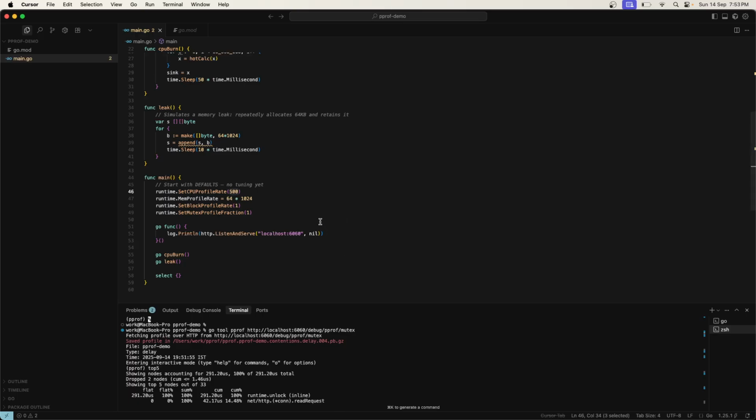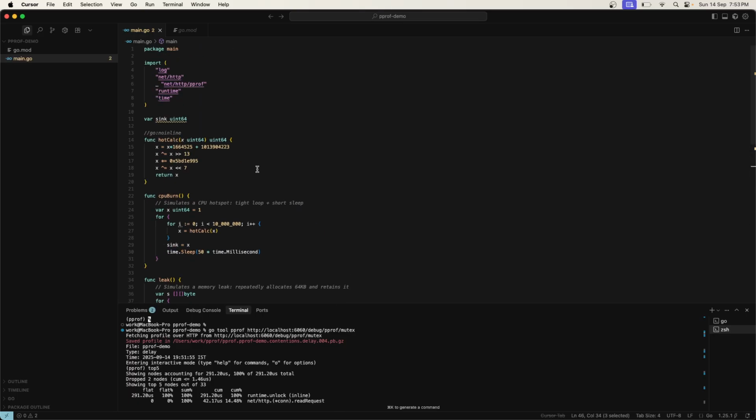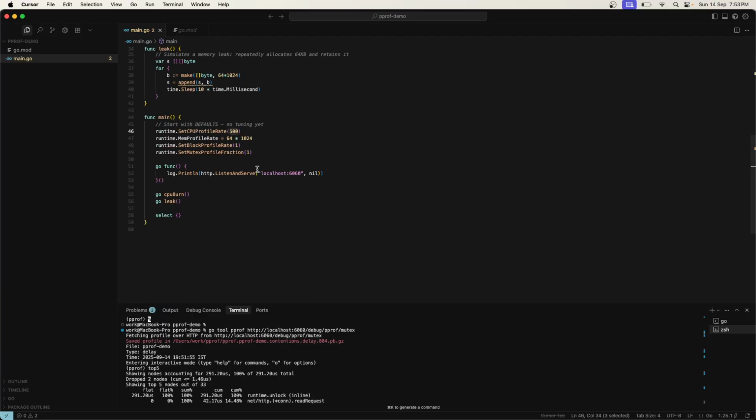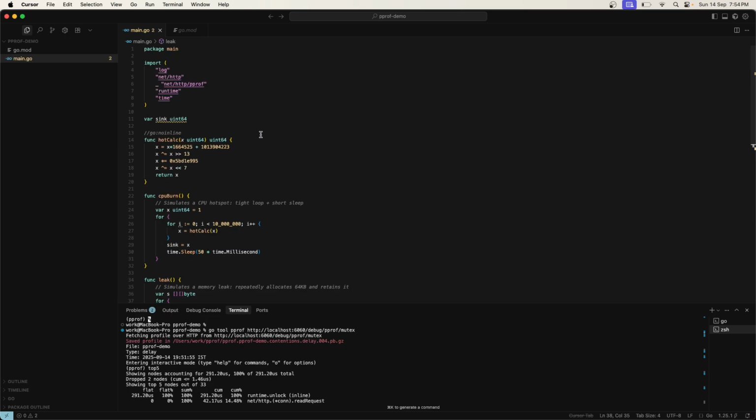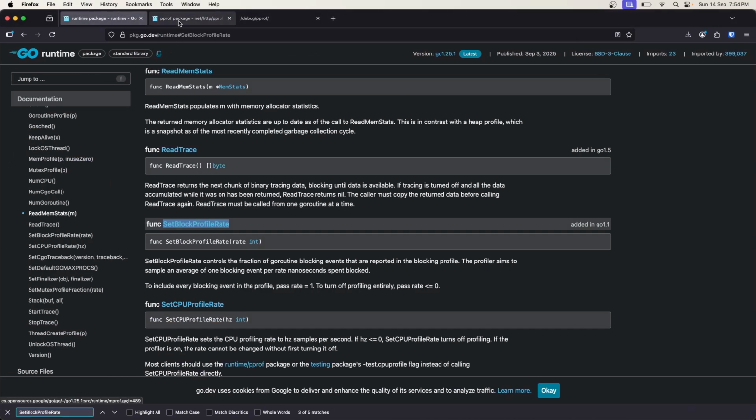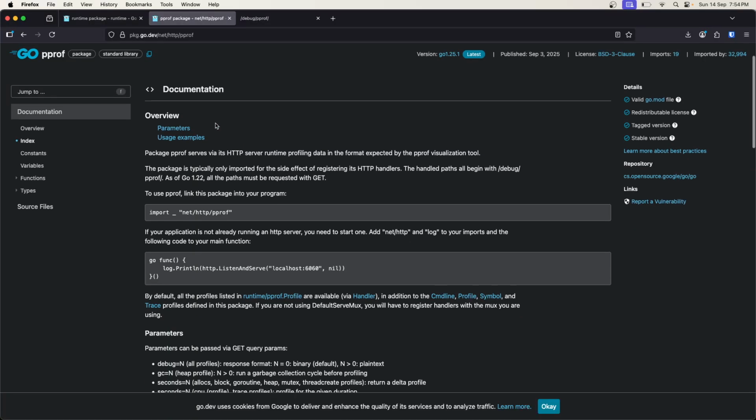So yeah, that's it for today. We explored how we can tune pprof. There are a lot more things about it, so you can read more on this in the Golang documentation. So yeah, thank you guys.